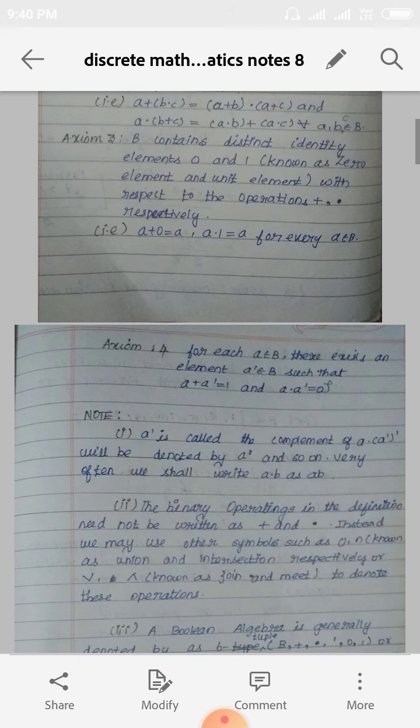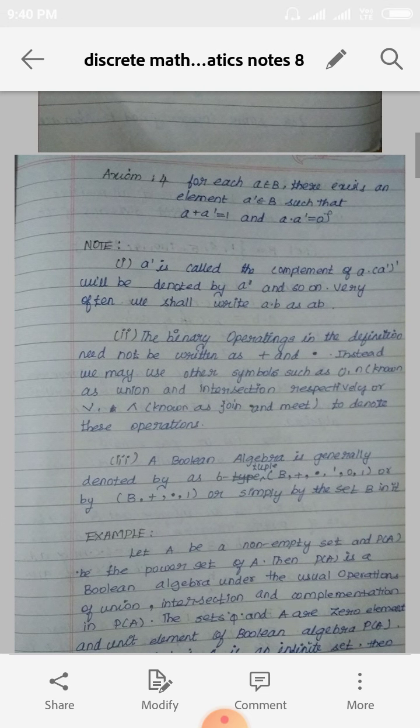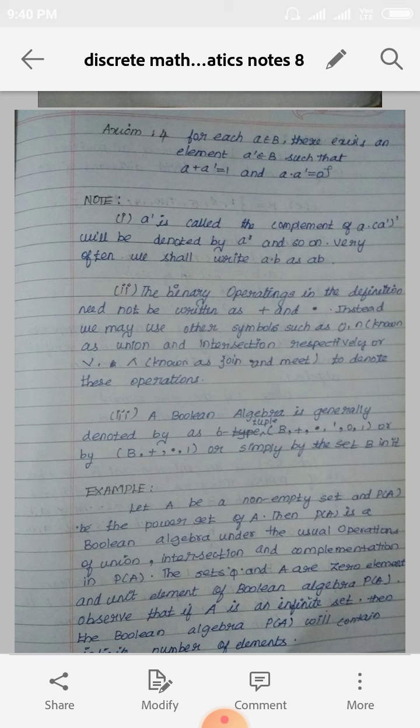And see the next notes. Note number 1: A dash is called the complement of A. The complement of A dash, that is A double dash, is denoted as A2 dash, and so on. Very often we shall write A dot B as AB.